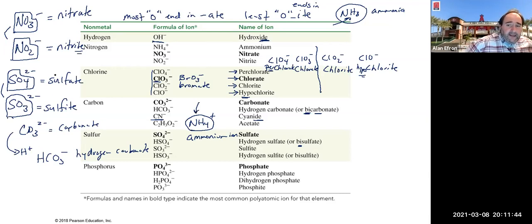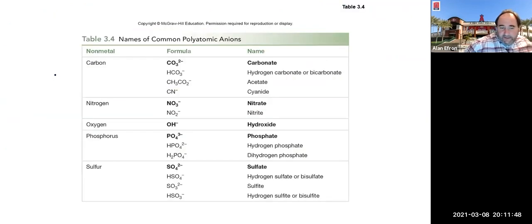Any questions on that? Why don't we just try a few here to make sure? I'll flip this so you have something to look at. This is another table similar to the one you have in your book. Let me give you some formulas to name. Let's go with NaNO3. What is the proper name?